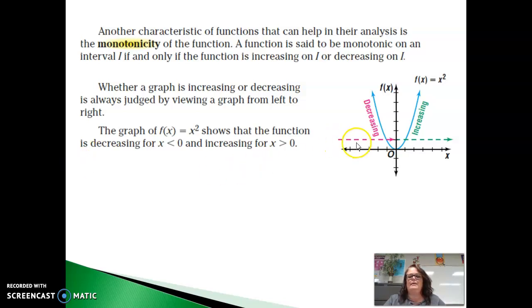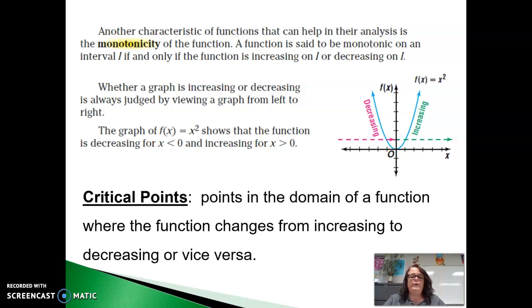So do you see the pink has a right arrow? And as I follow that right arrow, my y values are dropping, so that's decreasing. And then following this green arrow, as my x values are going to the right, now my y values are increasing. So we can say here that for x less than 0, meaning anything to the left of the y-axis, the function is decreasing. And then anything to the right of the y-axis, meaning where x is greater than 0, that's going to be where the function is increasing.